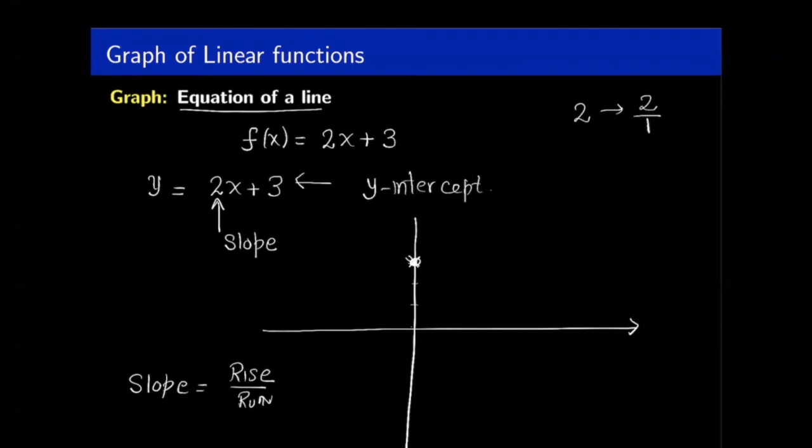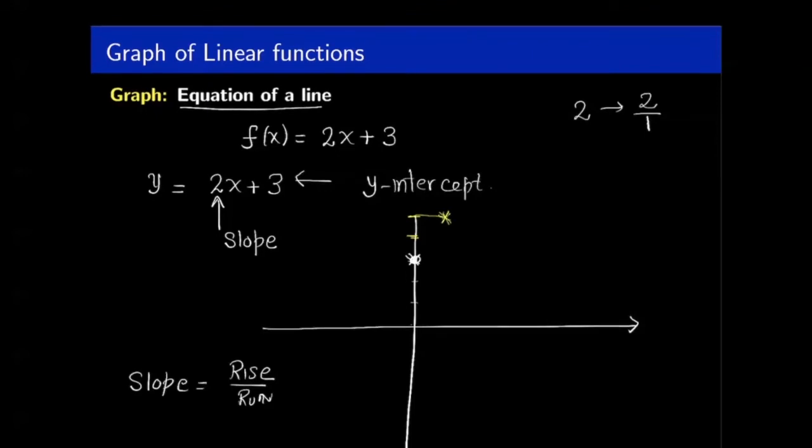Now I'm going to use a different color to explain this one. What that means is a rise, so you rise 2 units, so this is 1 and 2 units rise. And then you run 1 unit in this direction. That's where you circle the second point. Now we are going to draw a line that passes through these 2 points, and that will be the graph of our function f of x is equal to 2x plus 3.